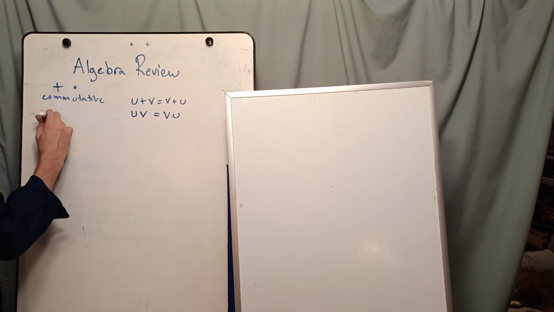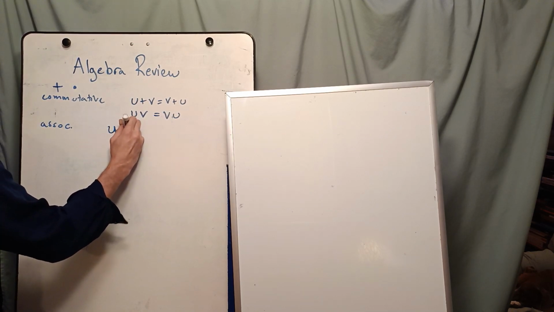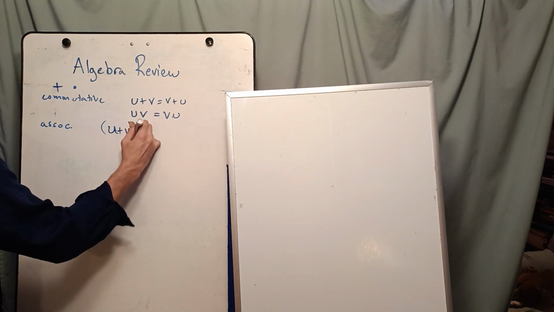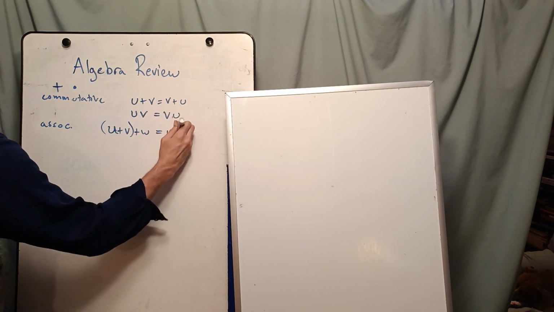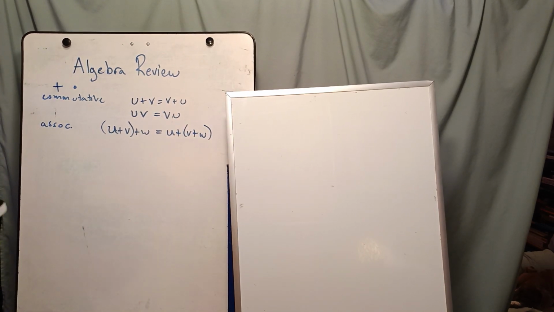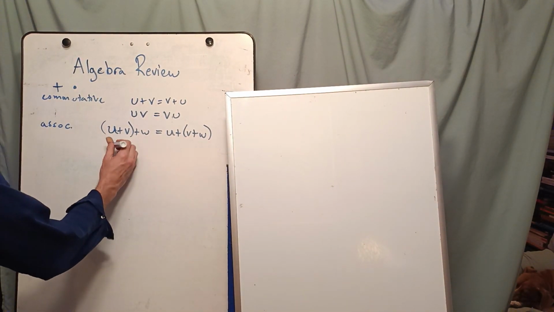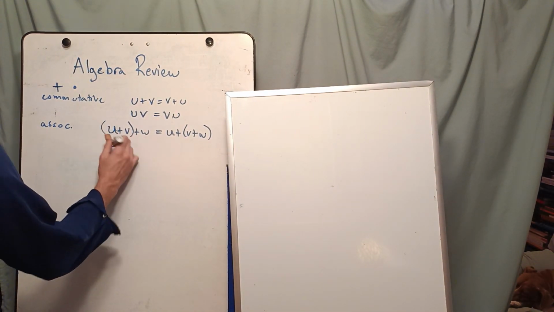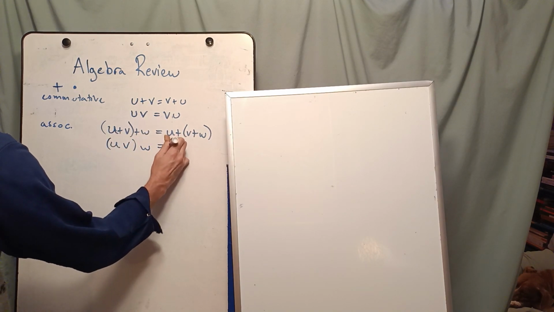What does it mean to be associative? It meant that (u plus v) plus w was equal to u plus (v plus w). Make sure that's not screen. No, that looks good. And the same thing, of course, being true for multiplication, also an associative operation.